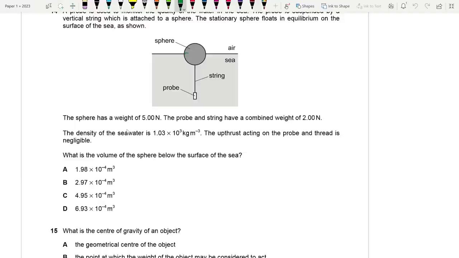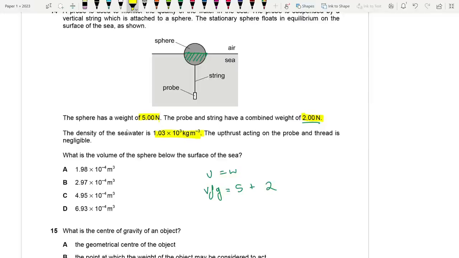So guys, only the part that is immersed will experience upthrust actually. So let's see. Since it's in equilibrium, upthrust is equal to weight. So what's the formula of upthrust? V rho g is equal to the weight of them combined. The sphere has a weight of 5, we take the whole one, and the probe and string have a weight of 2.